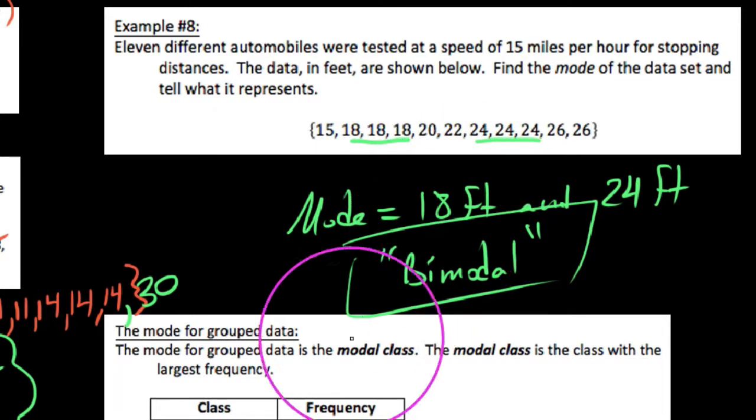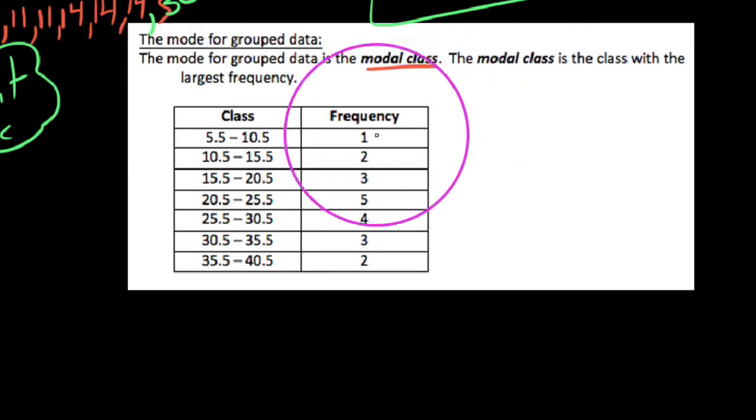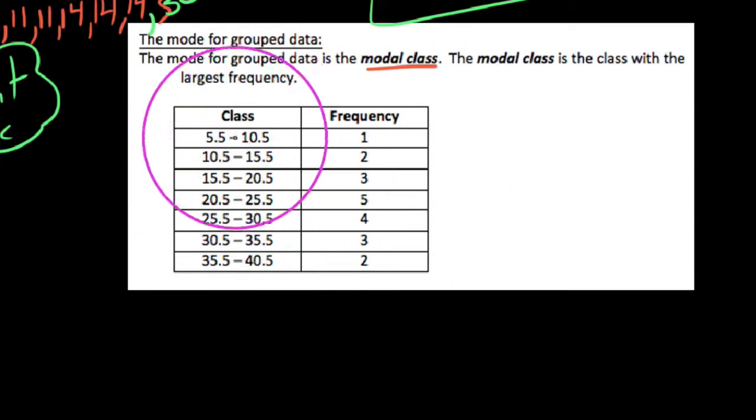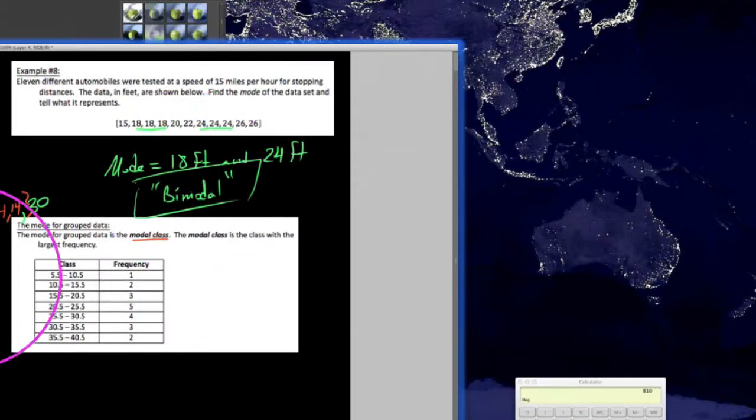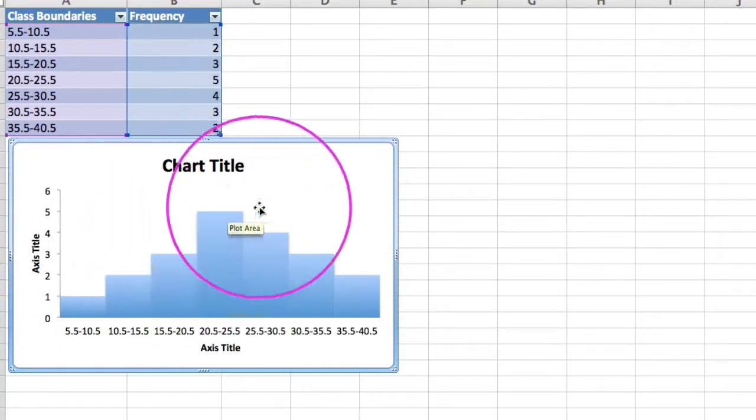And then last but not least, we talk about grouped data. When we talk about grouped data, we refer to it as having a modal class. If we were to look at the graph of this distribution, which I borrowed from another video in which we recorded the distances that runners ran in one week, in miles, we say the modal class is the one with the largest frequency. I've already graphed this earlier in Microsoft Excel. Here's my frequency distribution, and you can see our histogram here.